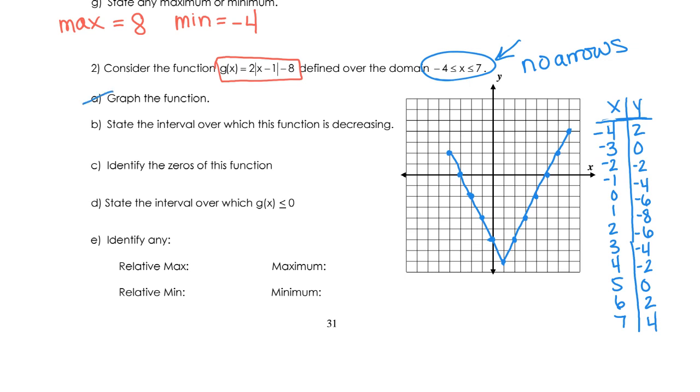In part B, they want you to state the interval over which this function is decreasing. So we're going to use our highlighters, okay? And we're going to go ahead and read it from left to right. And as we are on the left-hand side, we are going down. And down, remember, is decreasing. Okay? And then we turn and we go back up. And so that up part would be our increasing. Okay? It looks like they only want the decreasing part.